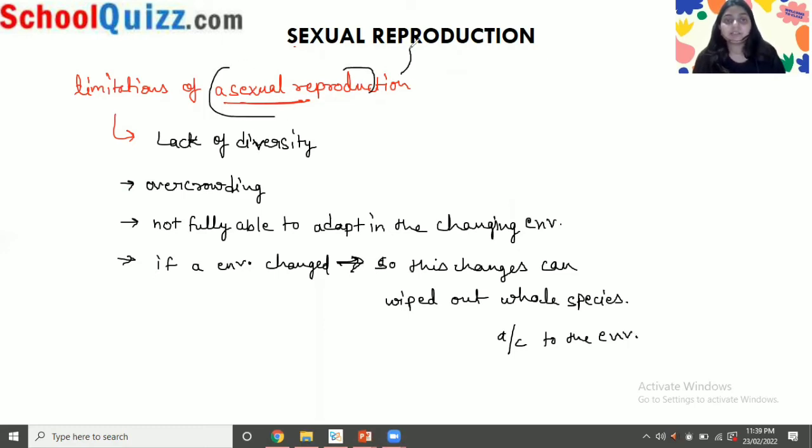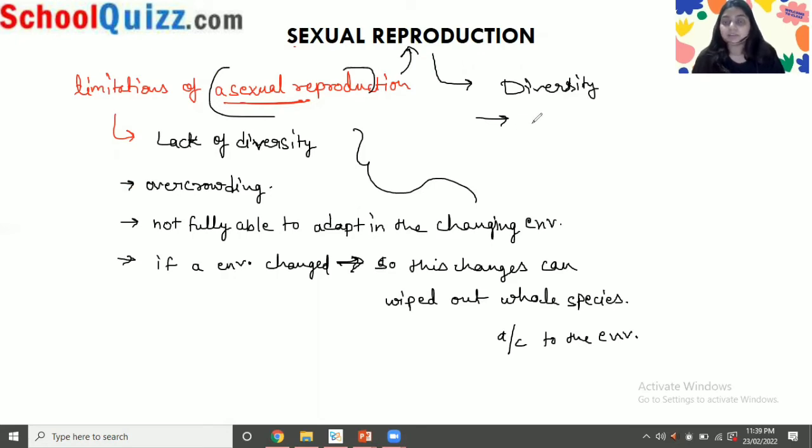That's why we need sexual reproduction. You can see in sexual reproduction all of these loopholes can be fixed. In sexual reproduction there is diversity. You can see there are different types of animals and plants. Overcrowding here means only for one species, and here overcrowding is not happening for the one species.